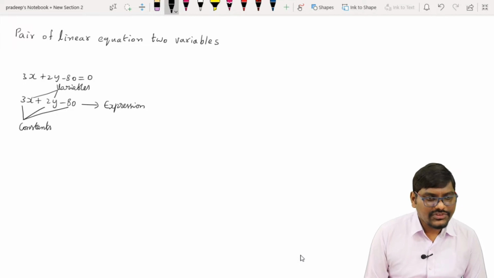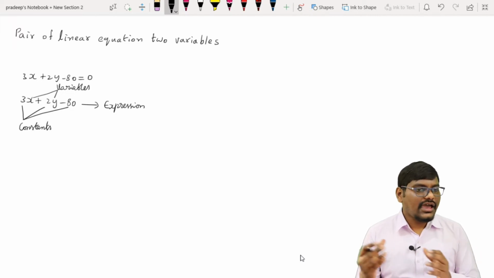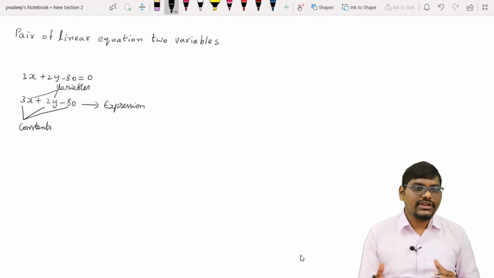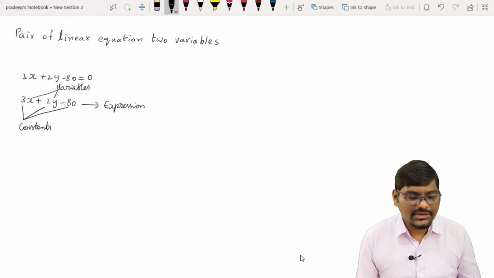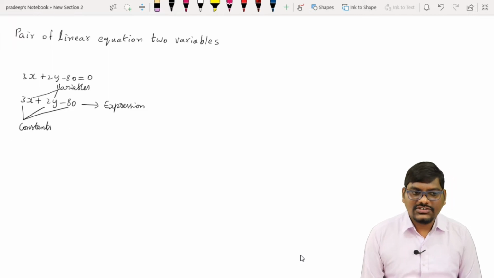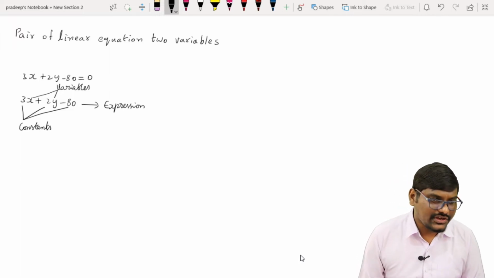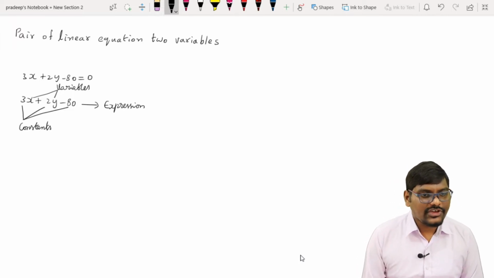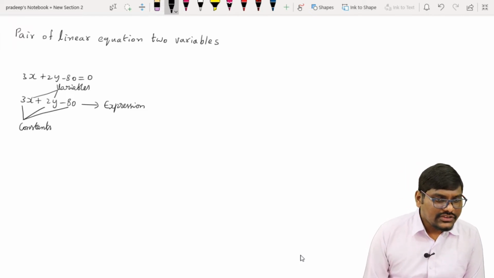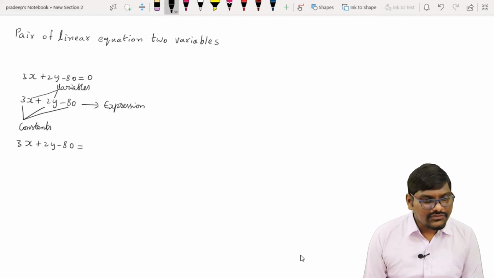So a number can also be said as a constant. This x and y, sometimes it can be z and y, it can be p, q, it can be any other alphabets. They are called variables. Any numbers can be called constants. So the combination of variables and constants, that we were saying as expression. This is a mathematical form of expressing certain things. Now this expression, 3x plus 2y minus 80, the same expression I'm taking and equating it with 0.